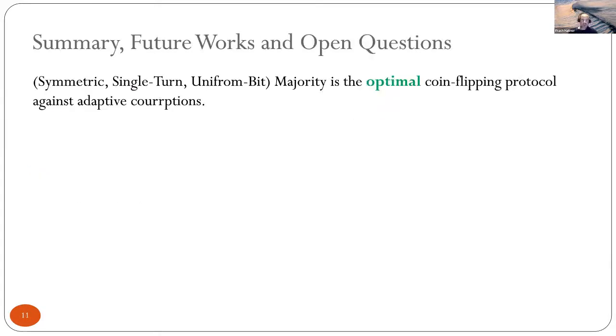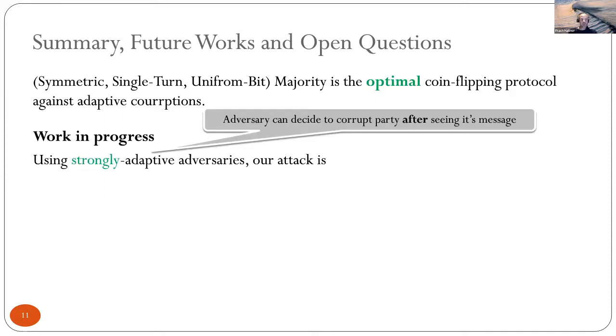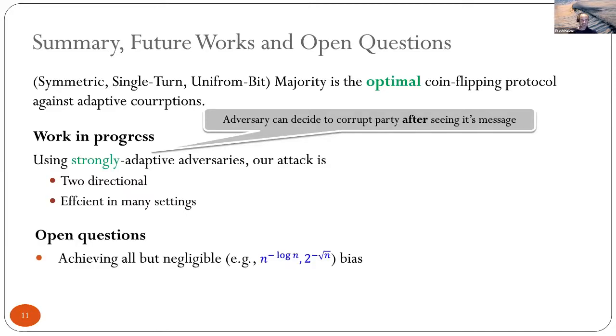So let me just conclude. We proved that the majority protocol is optimal for coin flipping against adaptive corruption. In a work in progress, we consider a stronger version of adversary, which is called strongly adaptive, which can decide whether to corrupt a party after seeing its message. And if it's corrupted, it can withdraw the message. And for such an adversary, our attack is two-directional. We can attack the protocol both to 1 and to 0. It is more efficient in some settings than the current attack.